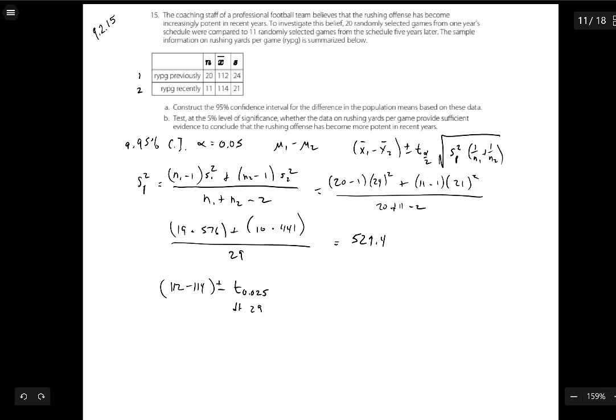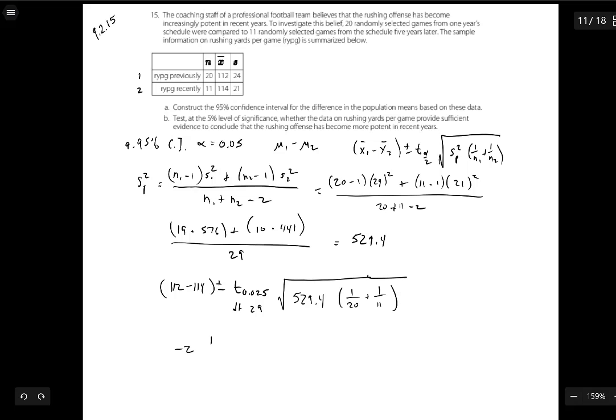Then we have that times the square root of our sp squared. So sp squared is 529. This is another one of those places where I squared 529 the first time, but it's already squared, because sp squared is that value, 529. So that times 1 over the size of our first sample, which is 20, plus 1 over the size of the second sample, which is 11. So we're going to have minus 2 plus or minus.